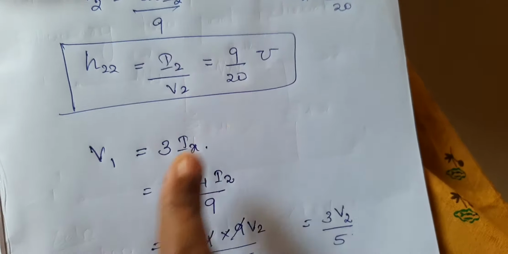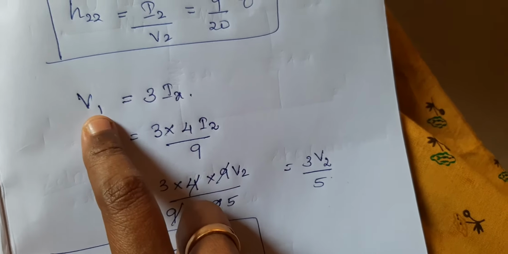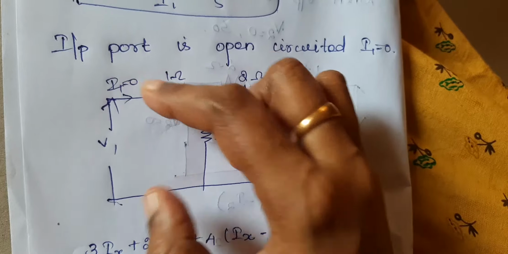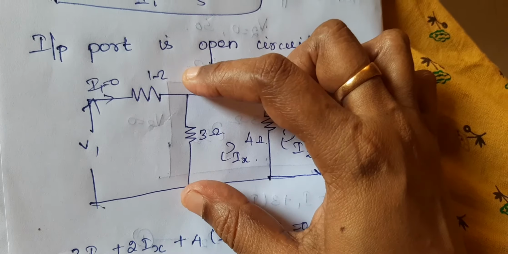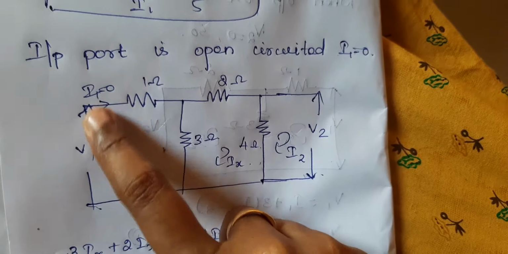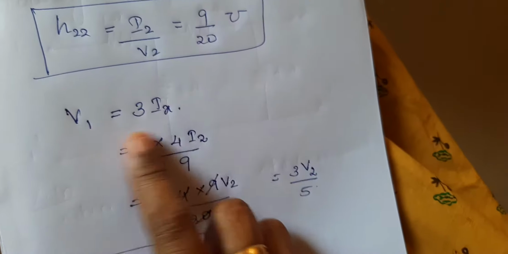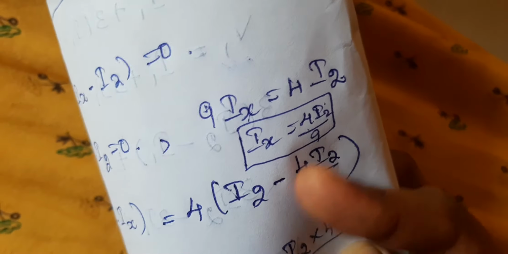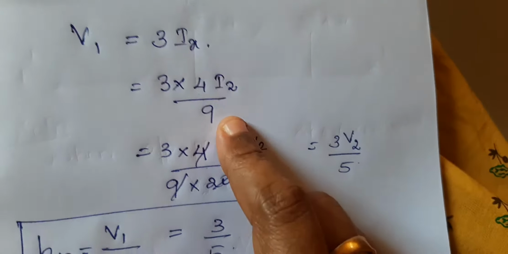Next you need the parameter H12, that is V1 by V2. We know V1 equal to 3Ix, correct. Since the current flowing through here is 0, the voltage appears across this, right? So V1 equal to 3 into Ix, because I1 is 0. So what is the Ix value? Already we know the Ix value: Ix equal to 4I2 by 9.